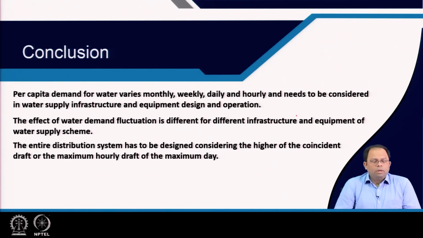So, to conclude, the per capita demand for water varies monthly, weekly, daily and hourly, and needs to be considered in water supply infrastructure and equipment design and operation. The effect of water demand fluctuation is different for different infrastructure and equipment of a water supply scheme. So, that has to be considered. And finally, the entire distribution system has to be designed considering the higher of the coincident draft or the maximum hourly draft of the maximum day.